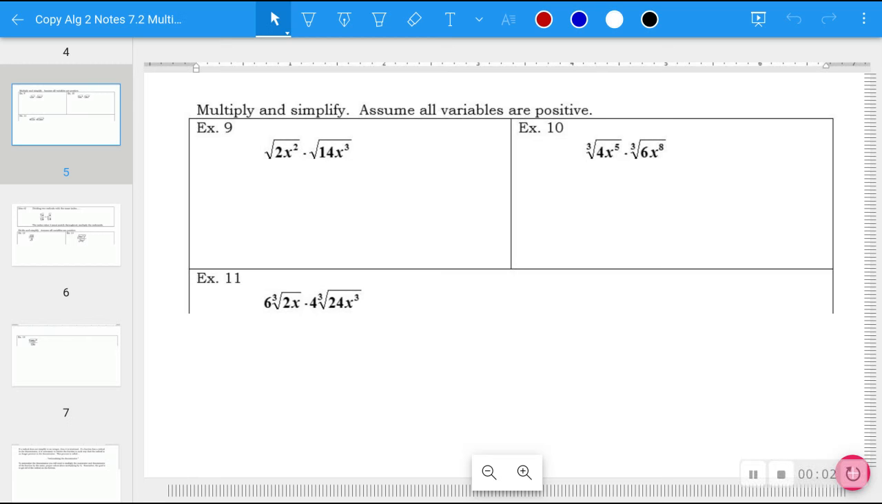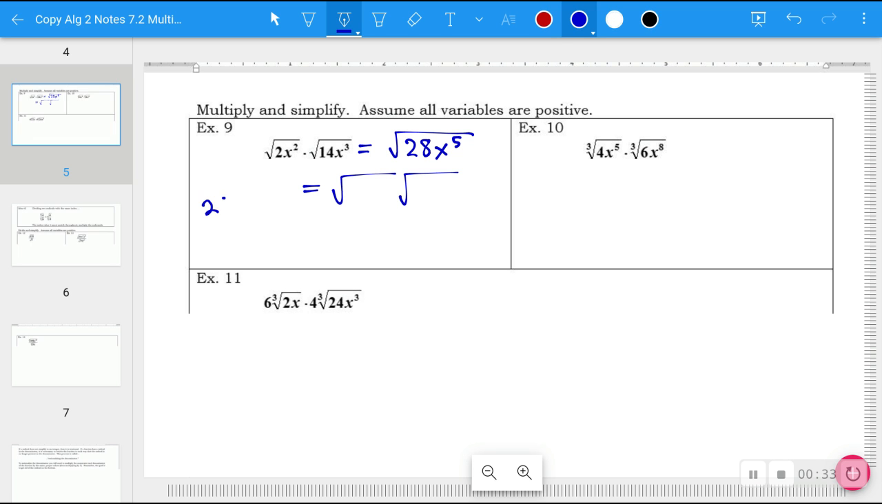Okay, we're continuing now with the notes for section 7.2 in Algebra 2. And we learned in the previous video that you can multiply square roots. If they're both square roots, you can multiply and consolidate. So we're going to make one square root out of this, 2 times 14 to start with. And when you take x to the second times x to the third, you add your exponents. Then you split it apart, and the goal here is to get a perfect square in the front.